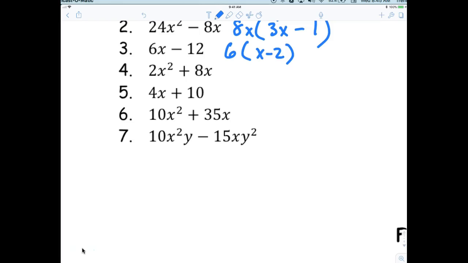All right? So now, 2x squared plus 8x. What's common? 2x. What's left behind? X plus 4. All right? Number 5. What's common? 2. What's left? 2x plus 5. Number 6. What's common? 5x. What's left behind? 2x plus 7.